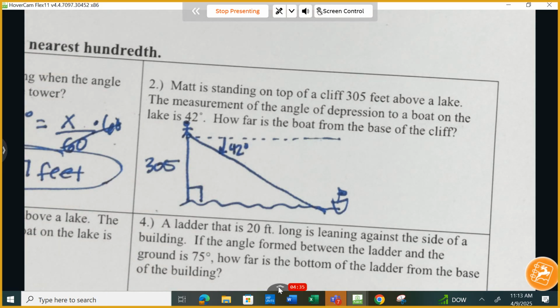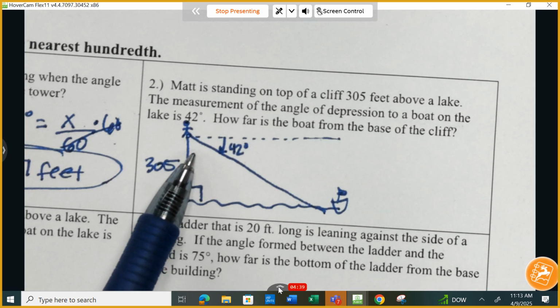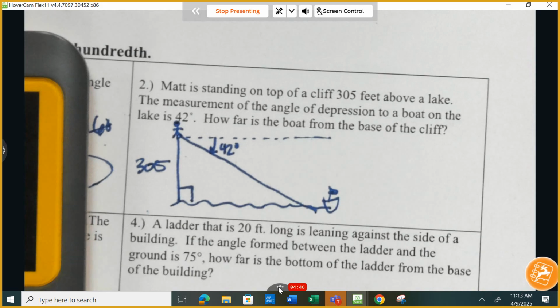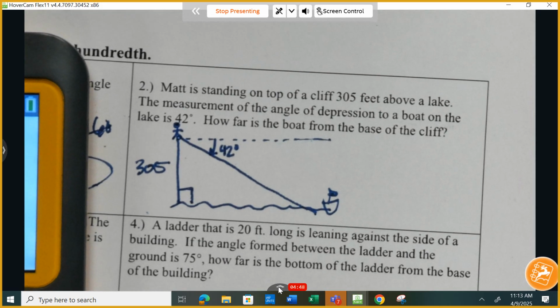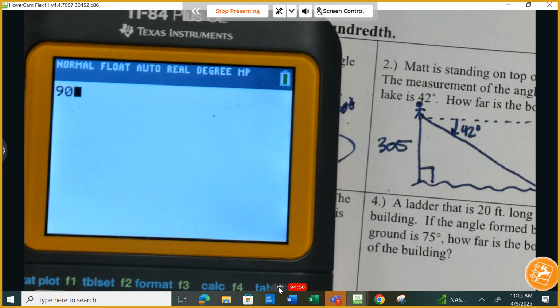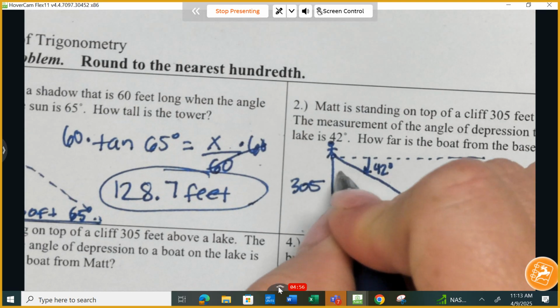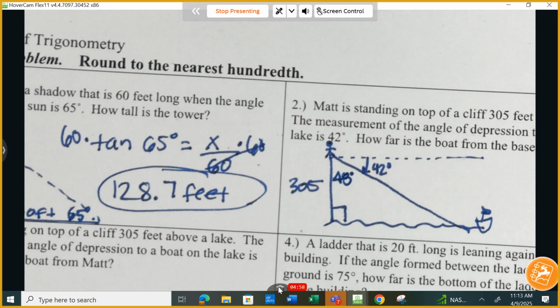The mistake a lot of students make is they assume that this angle is 42. That's not the case. These two are complementary. They will always add up to 90. So grab your calculator if you can't do the mental math quickly and take 90 and subtract 42. That leaves that top angle at 48 degrees.